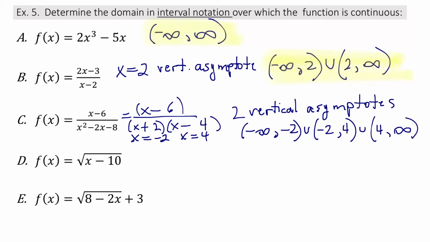So I've got 2 vertical asymptotes for the rational function in C, and that's how I'd write my domain over which this function is continuous.